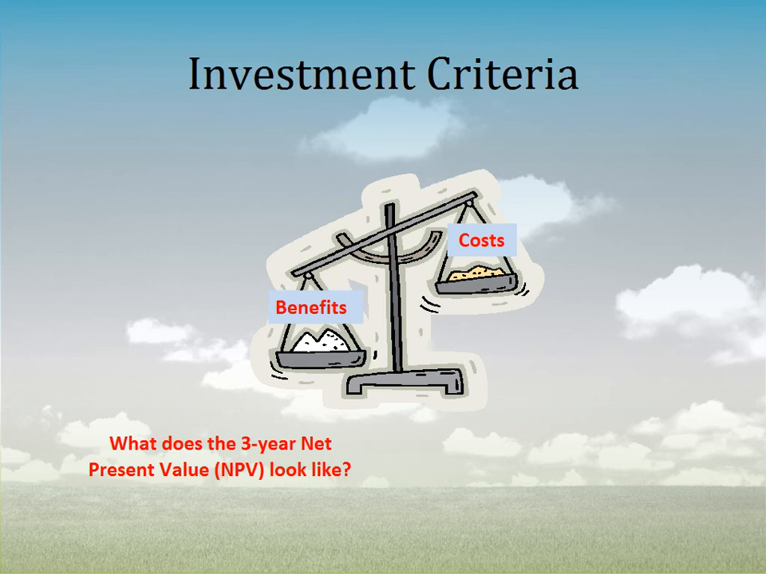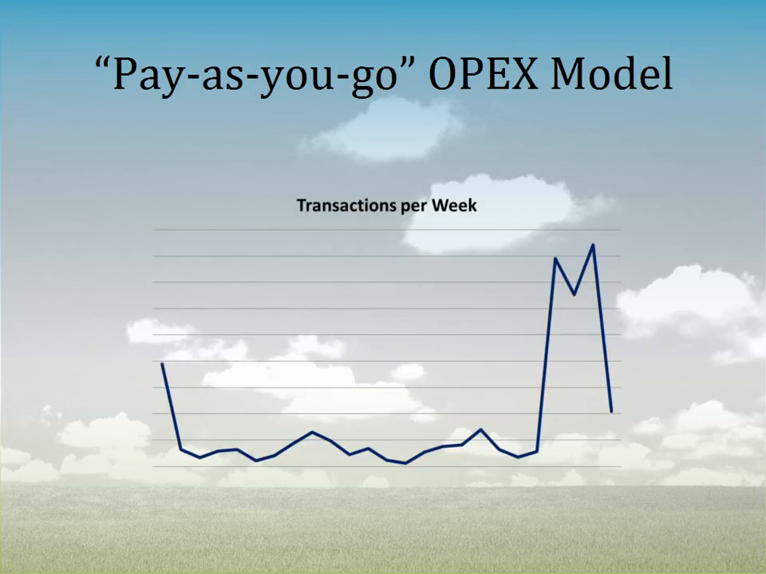So let's get into how we think about this and specifically how we put together, and what are the criteria and what are the different aspects that we use to put that 3-year net present value together. But first, I think it's important to talk about this concept of a pay-as-you-go OpEx model.